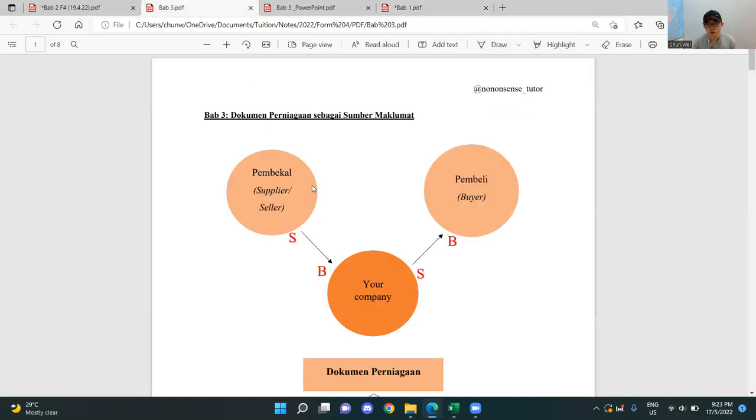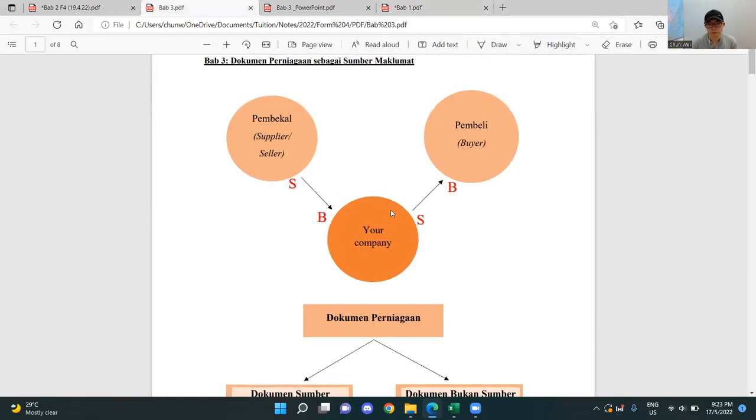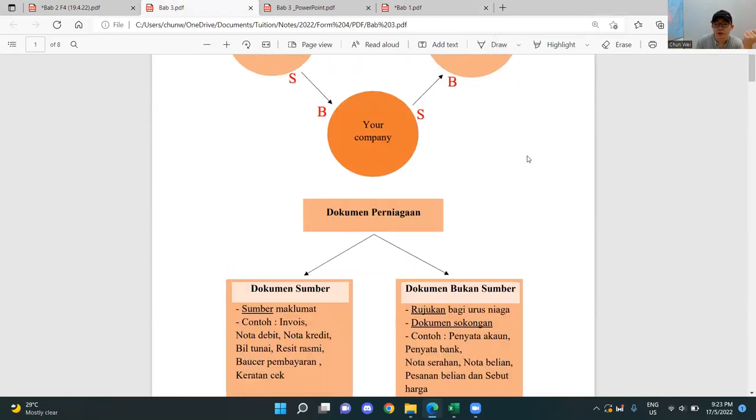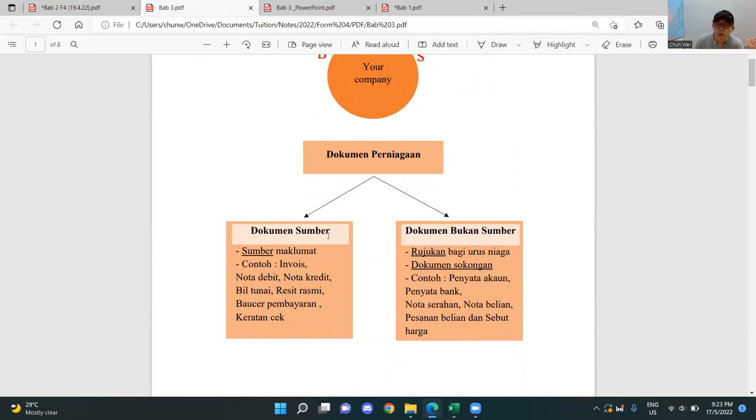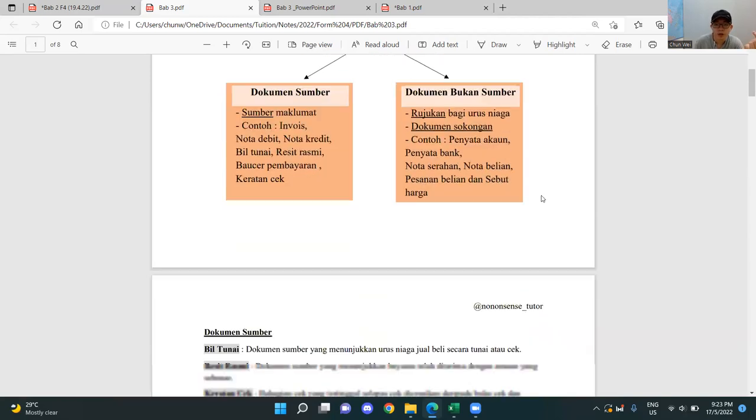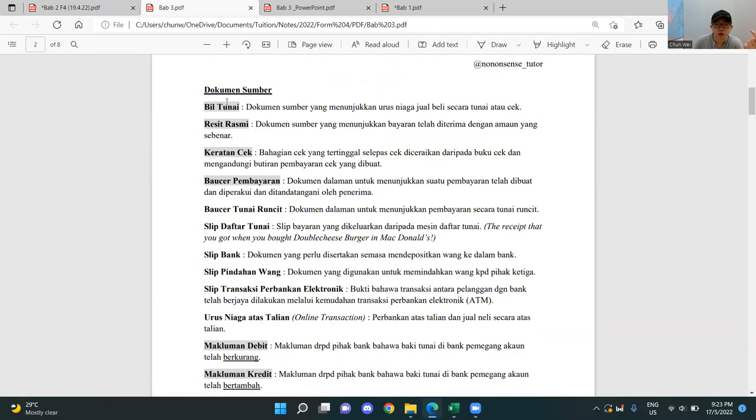So this document, before you go to the document, you have to know this tree relationship. Later I'll explain about it. And then in document, there is something called a document sumber and also a document bukan sumber. You have to know what is a document sumber and what is a document bukan sumber. And after that, these are the contoh for document. So here is the definisi for it.